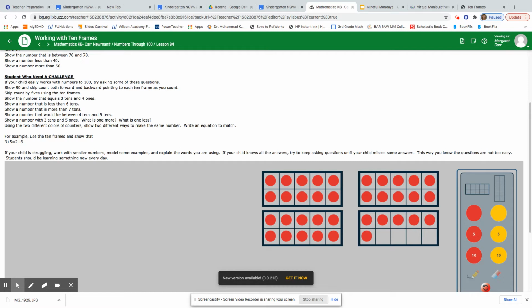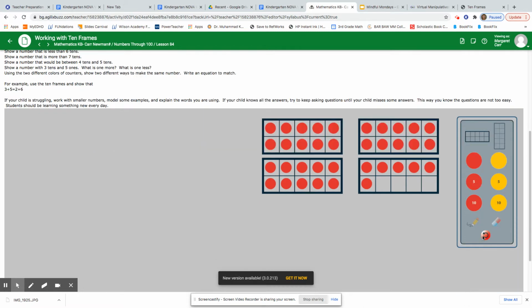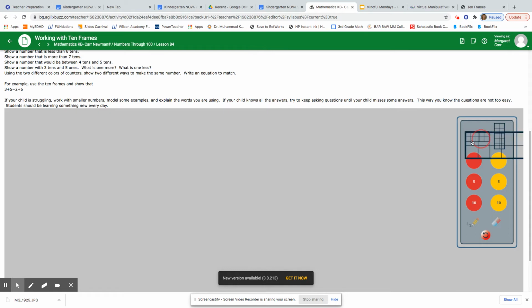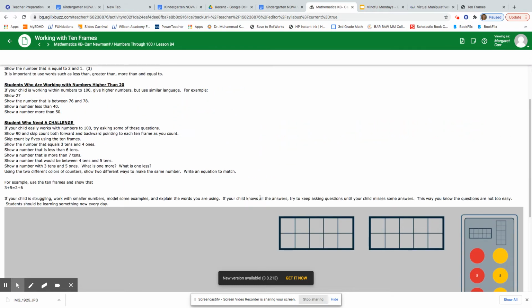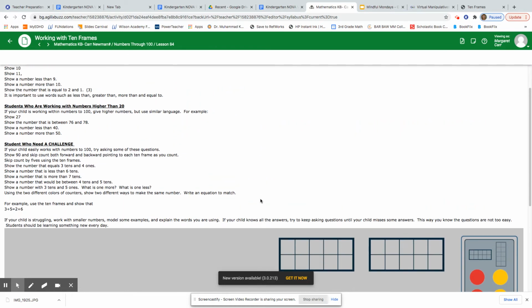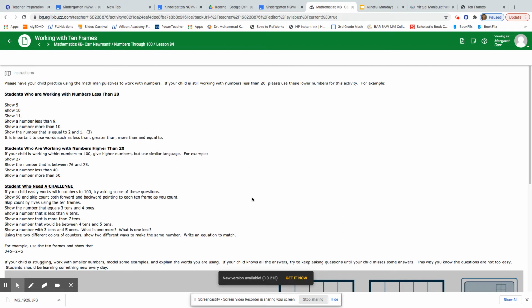So, when you're in this chart, you're going to probably have your child who is working with numbers less than 20 just working with one 10 frame or maybe two 10 frames. If this is very easy for your child, you can always make it a little more difficult. But if it is hard, we want to make it easier because we don't want students to feel too frustrated. Now, if your child is working with numbers within 100 or numbers higher than 20, go ahead and change those numbers, but you should be asking questions like the ones I have put in.